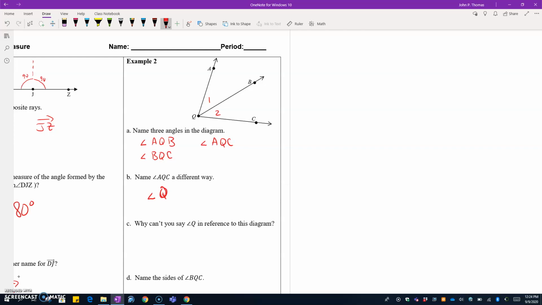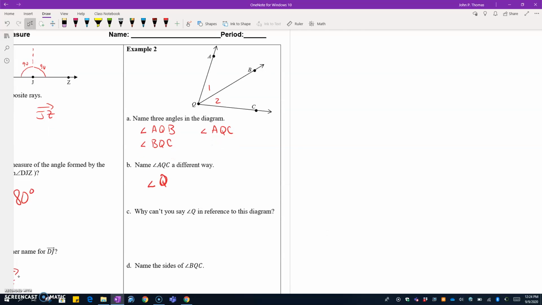Part C says, why can't you say Q in reference to this diagram? All right, in reference to this diagram, there's three angles at play, so you can't tell which of the three angles. So it's hard to tell which of the three angles.